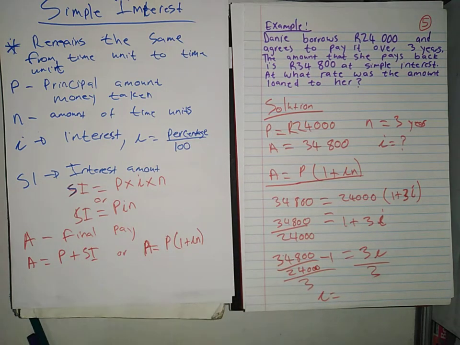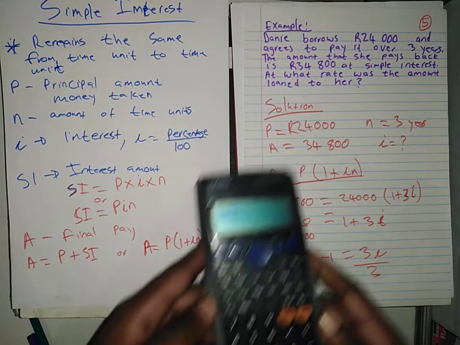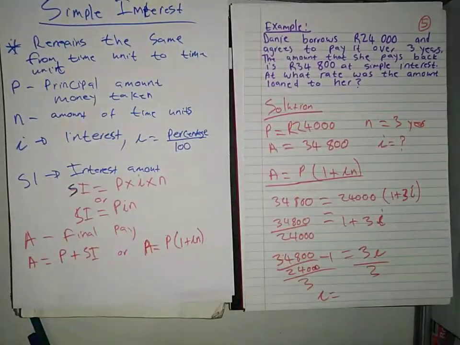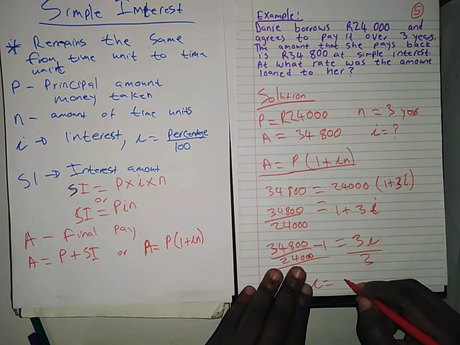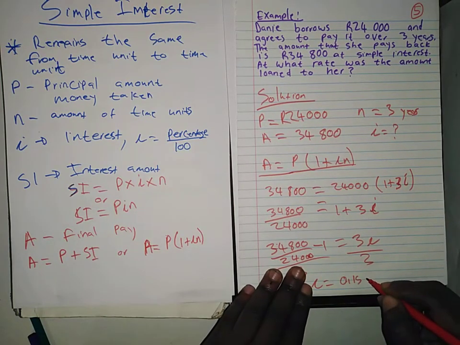See, so you do the same thing that you did earlier. So it's 34,800 divided by 24,000, and then all of those things minus 1, and then divide by 3. Okay, so what do we get? You get 0, i is 0,15. Sorry, I'm not going to write 15%.